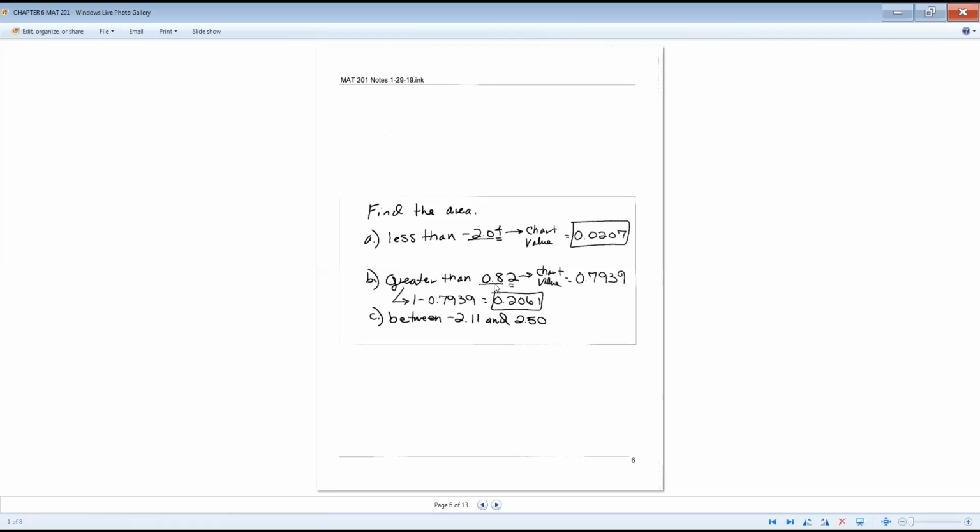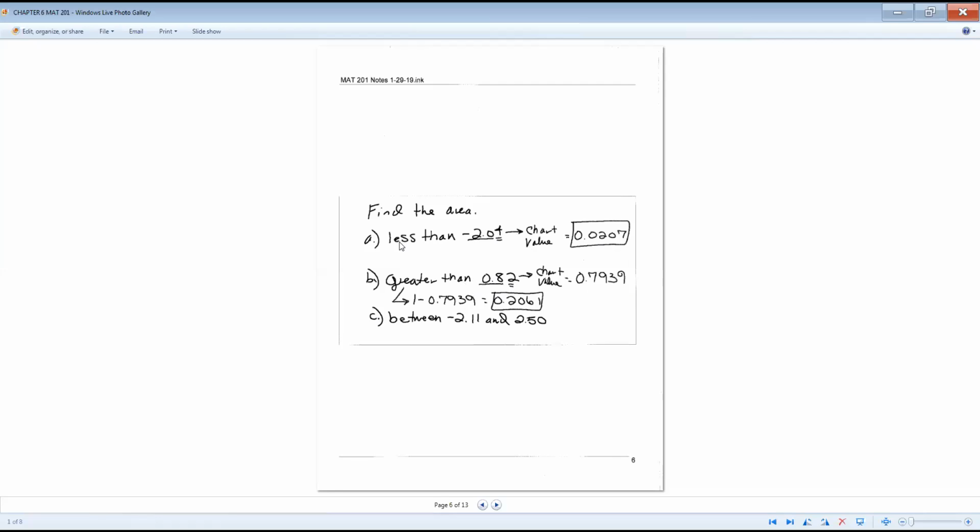Greater than 0.82, so I look for 0.8 on the left column, and look for the 2 on the top row. They should meet at 0.793. Now, don't forget the chart value is always less than or to the left of.